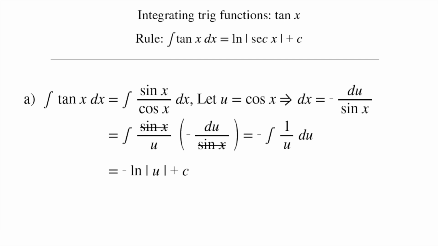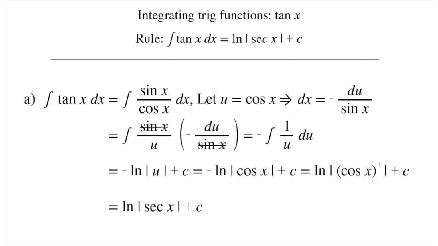We'll now change back from u to x, so we have minus the natural log of mod of cos x plus c. Finally, we can use the rules of logs to bring this minus sign into the log and make it a power. We have the natural log of the mod of cos x to the minus 1 plus c, which just equals the natural log of the mod of sec x plus c.